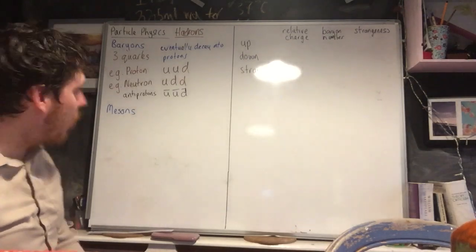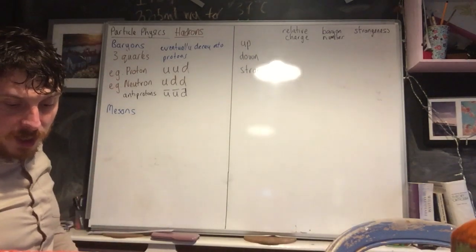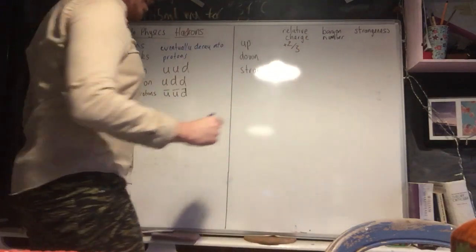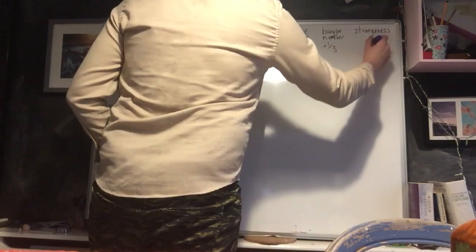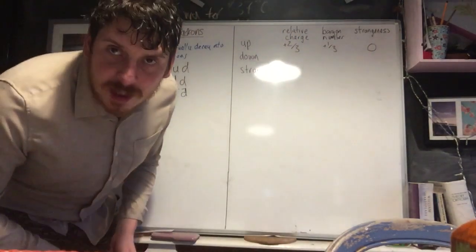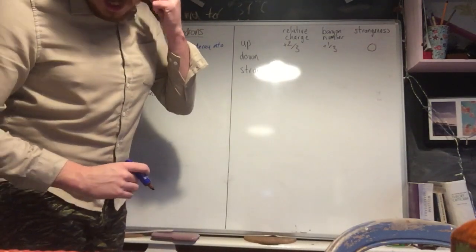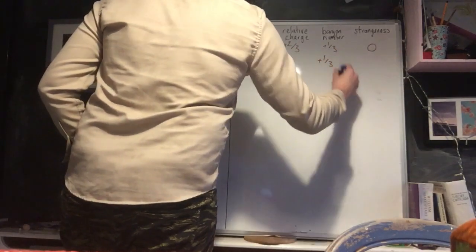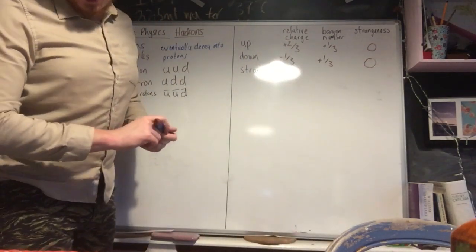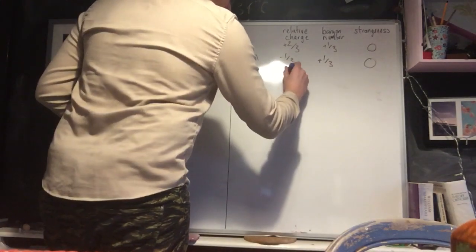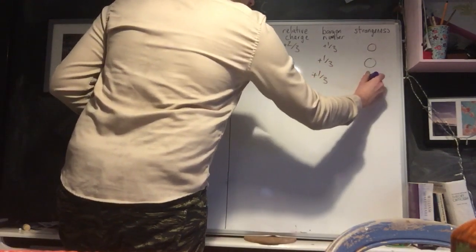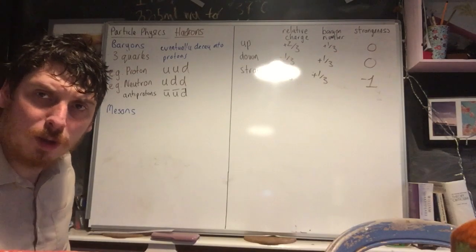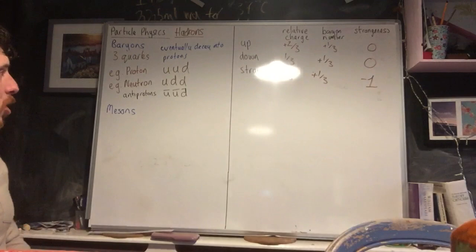So quarks are the building blocks for the baryons and the mesons. Your up quark has got a charge of plus 2/3. It's got a baryon number of plus 1/3, and it's got a strangeness of 0. More about strangeness later. Your down quark has got a charge of minus 1/3. It's got a baryon number of plus 1/3, and again, it's got a strangeness of 0. Your strange quark has got a charge of minus 1/3. It's got a baryon number of plus 1/3, and it's got a strangeness of minus 1. Strangeness is the tendency of particles to decay into kaons, but we'll talk more about strangeness in another session.